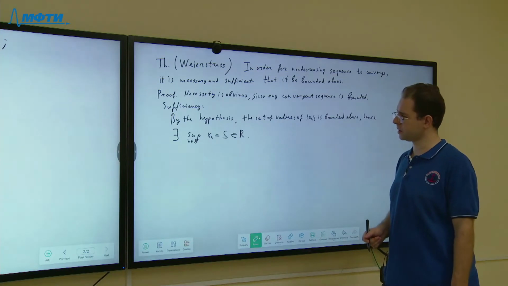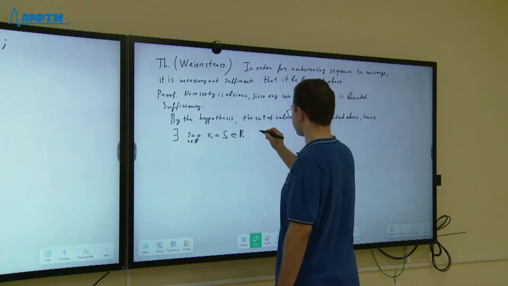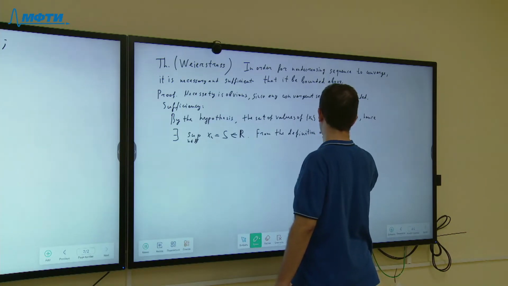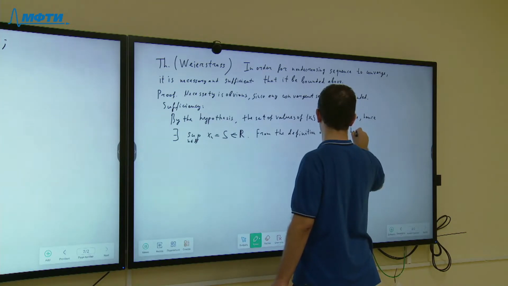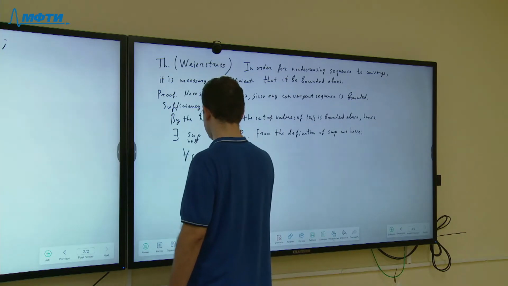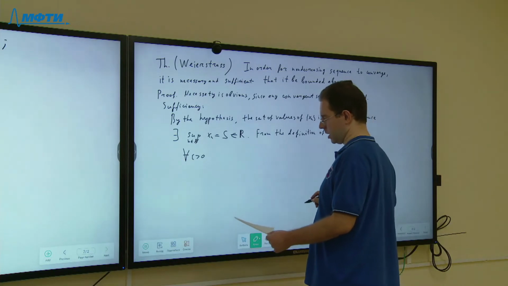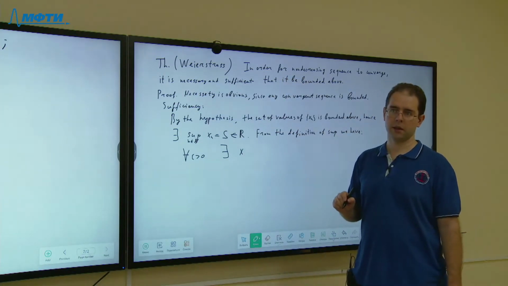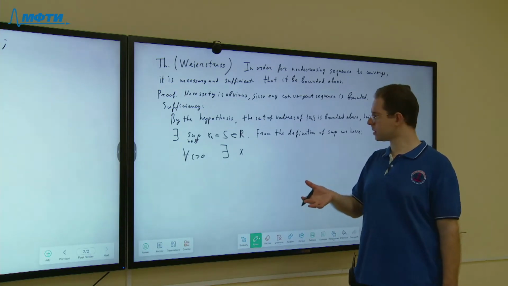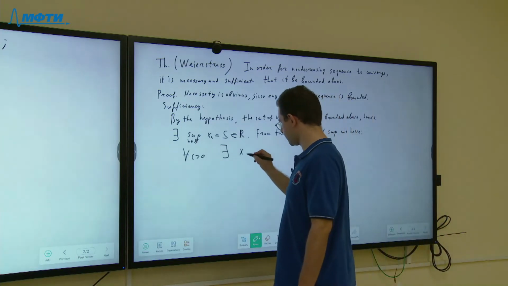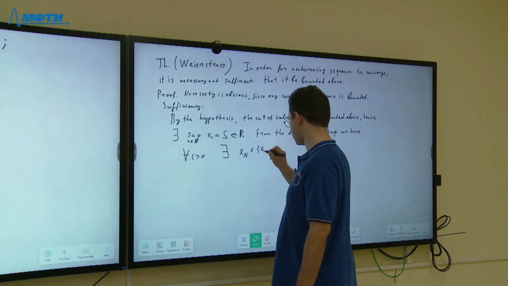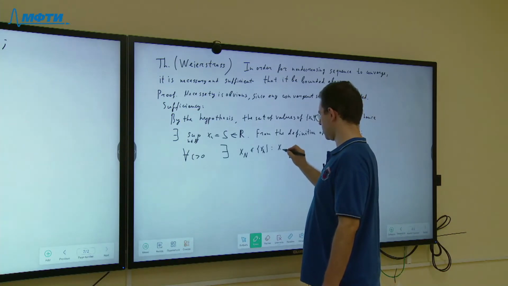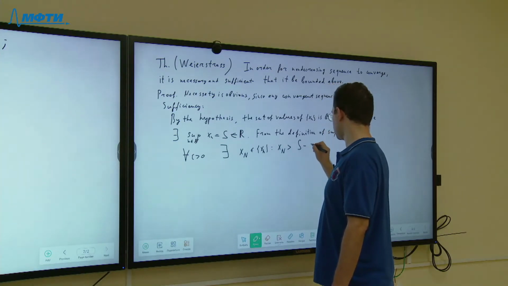Actually, not exactly the definition, but from the definition of supremum, we have: for any epsilon greater than 0, there exists an element of our set, I will write it down first, from our set, such that x_N is greater than S minus epsilon.